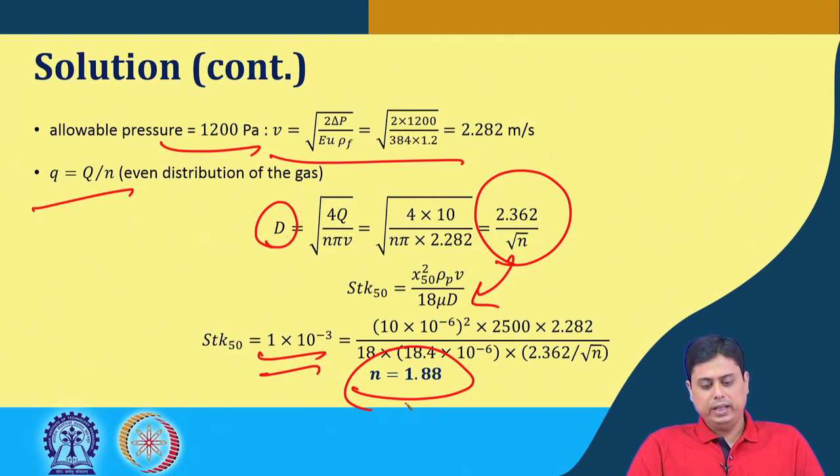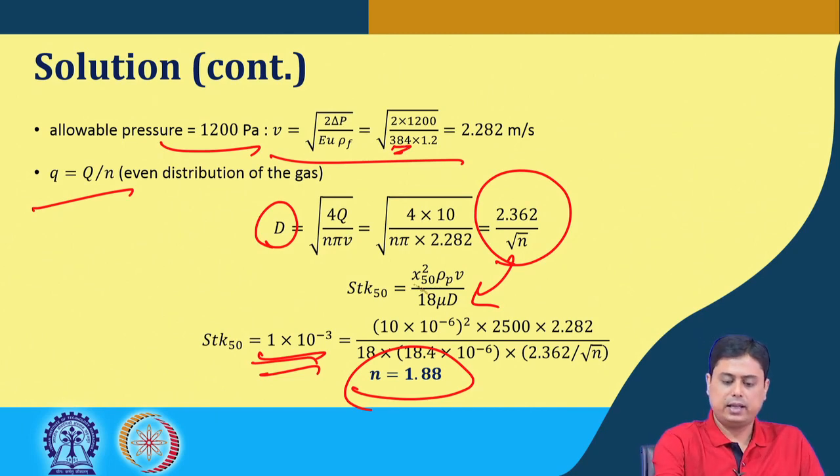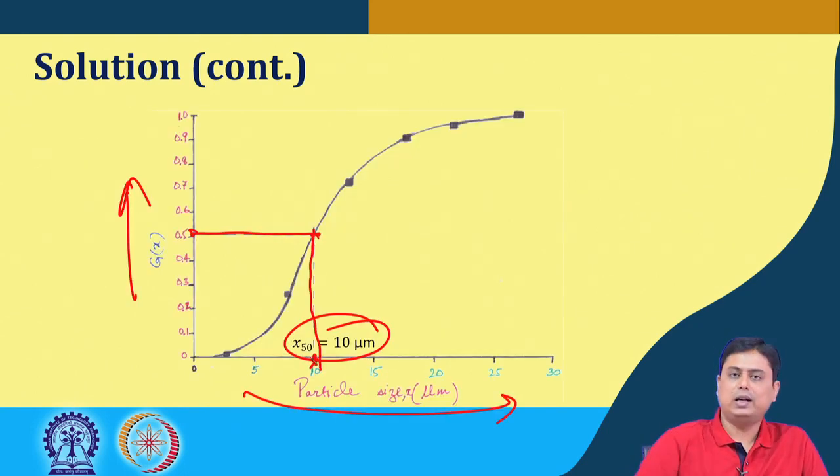That means we need at least 2 cyclones of this Stokes number, that is 1 into 10 to the minus 3, and 384 Euler number, with the pressure drop of 1200 Pascal, to have a cut size of 10 micron. Because here the cut size we have calculated from the equiprobable line was 10 micron.